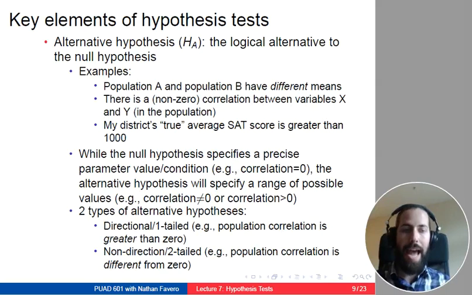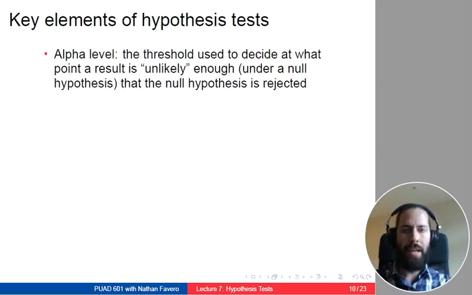It turns out that how we write the alternative hypothesis, whether we write it as a one-tailed or a two-tailed test, is going to affect the p-value that we get. So that's why we care about this distinction, although it's not going to be a major focus of this course. It is something that's important to be aware of for this course, though.